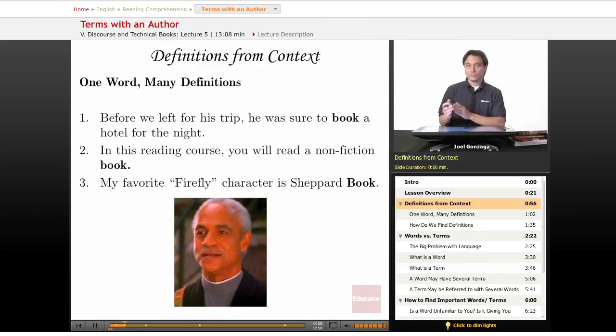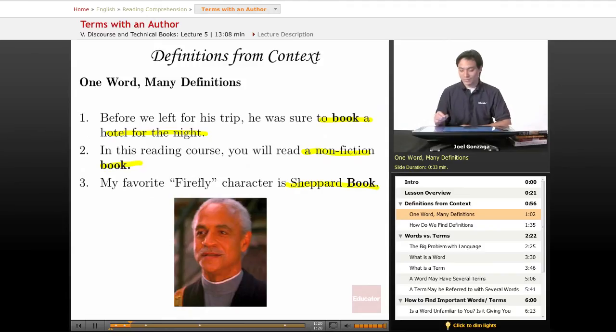So, definitions from context. We've gone over this before. Let's go one more time. One word has many definitions. So, before we left on the trip, he was sure to book a hotel for the night. In this reading course, you will read a non-fiction book. My favorite Firefly character is Shepherd Book. Book, book, book. All three of these mean something totally different, and the only way you would understand what the writer means is if you were paying attention to the surrounding sentence and the overall context. Hi, Shepherd Book.